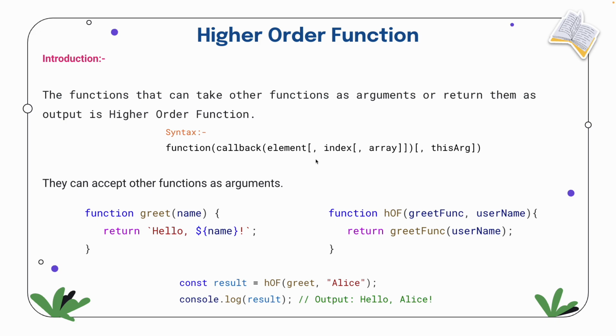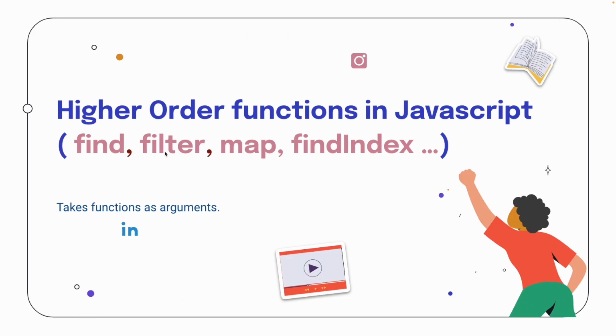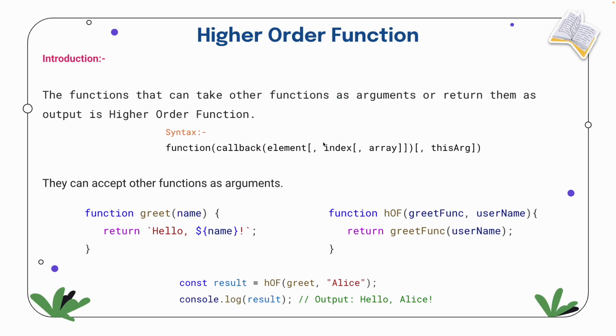We have higher order functions like find, filter, map, findIndex, and many more. To all these methods, we have two parameters to pass. The first parameter is the function, and the second parameter is the argument. If you want to pass any data, you can pass that, but it is optional. So the first parameter itself is a callback function.